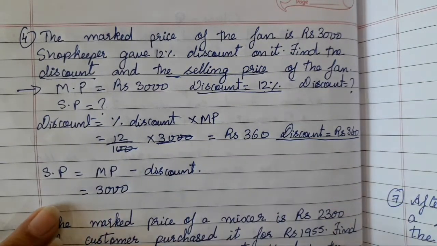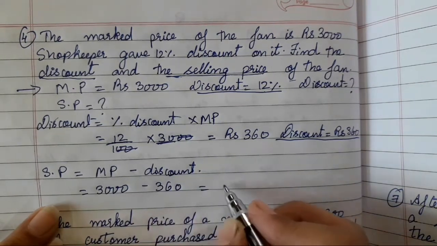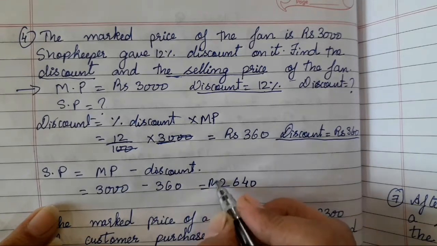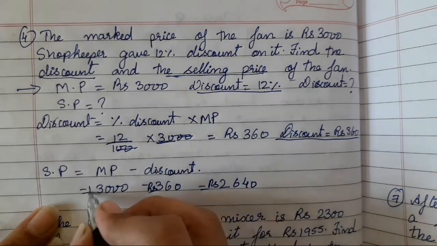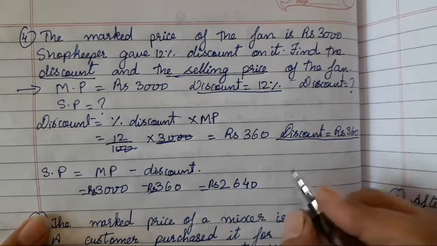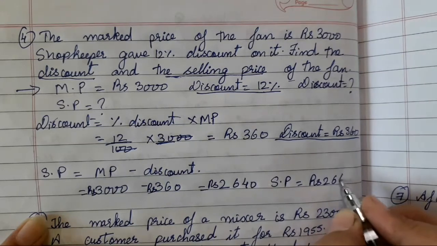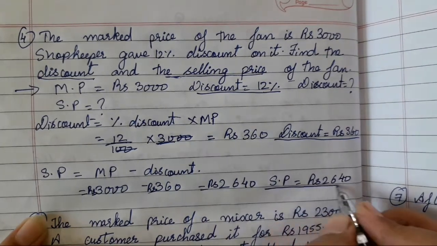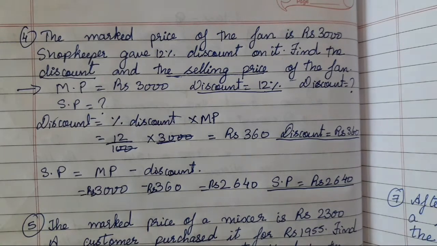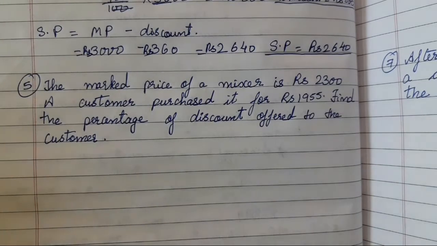Rupees 3000 minus 360, which will give you 2640. If you write rupees over here, it will be very easy, children. You all can directly show the answer. So what SP have you all got? SP is equal to rupees 2640. Underline it and keep it so that you don't need to waste one whole line to write the sentence. Okay, is it clear? Now let's move to the fifth sum.